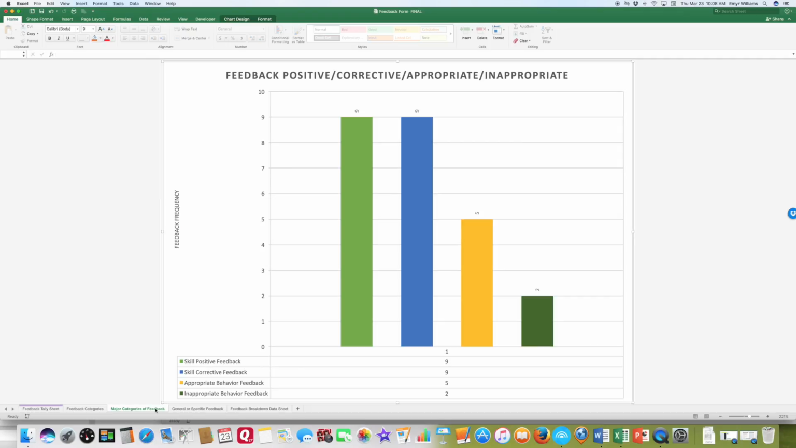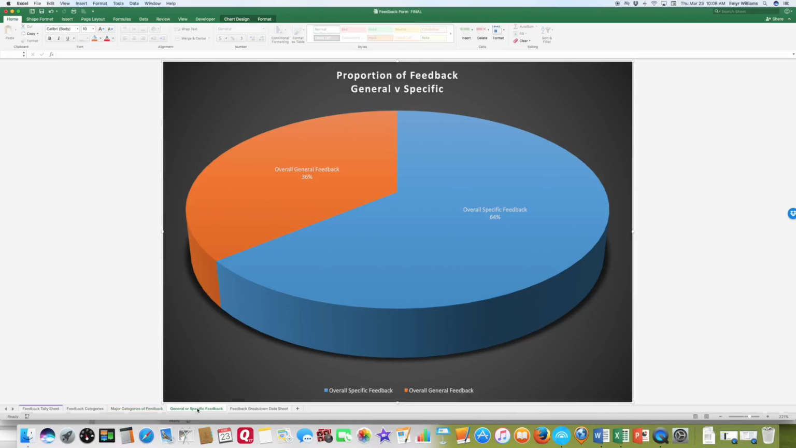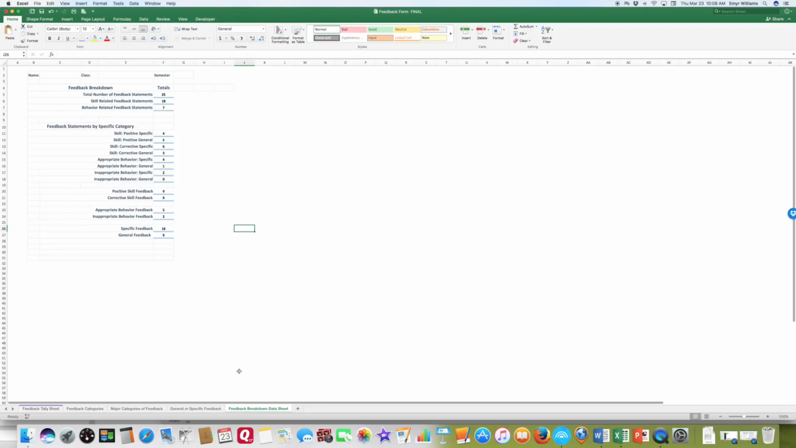As far as behavior, there was more appropriate behavior feedback than inappropriate behavior feedback. So that would be good. General or specific feedback, this is also good here. Again, there's more specific feedback by the teacher than general feedback. And the last thing we have here is a breakdown of all of the data. So you can see the different totals. So this is a representation. You can see there's more skill feedback than behavior feedback, and it breaks down all of those categories.